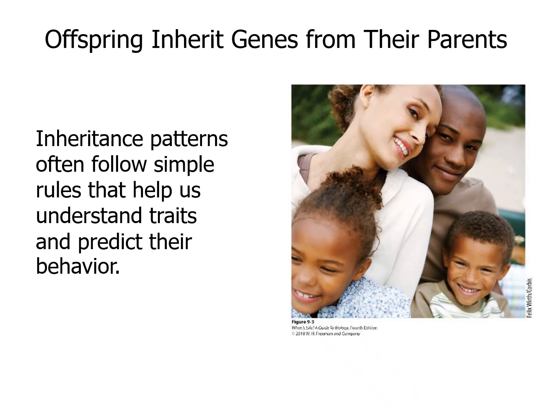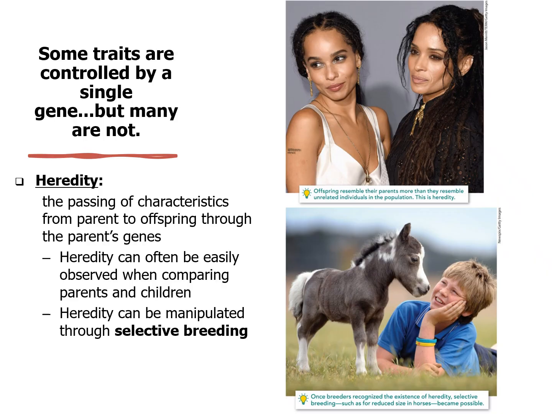So when we talk about inheritance patterns, this is going to help us understand and predict certain traits and behaviors, things that are passed from parent to offspring. What we call this passing of traits from parent to offspring is heredity. There are quite a few traits when it comes to humans that can be controlled by a single gene. However, again, humans are a little bit on the complex side. We do see quite a few traits that are controlled by multiple genes. We'll talk about that a little bit more later.